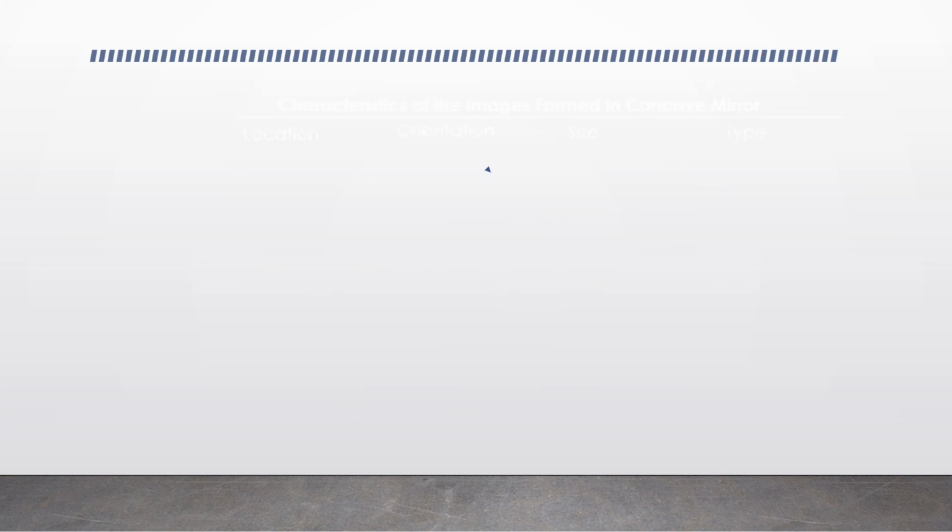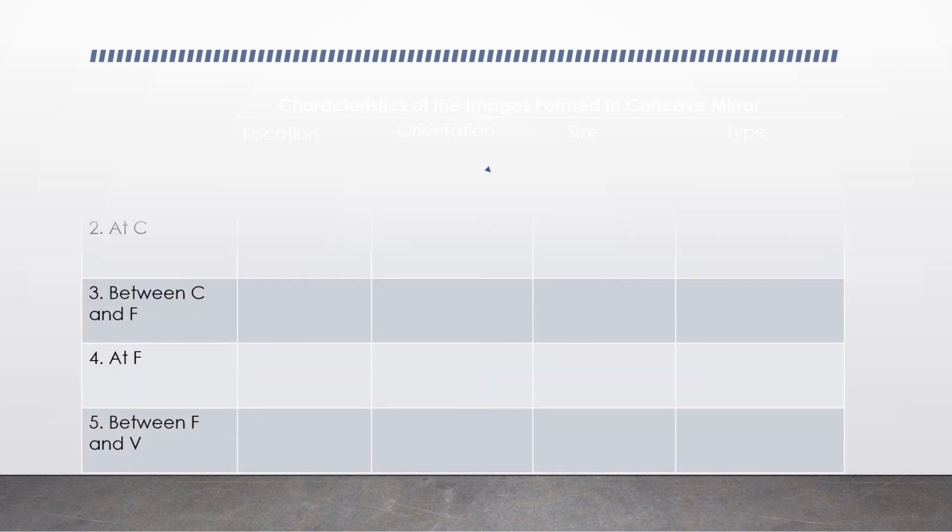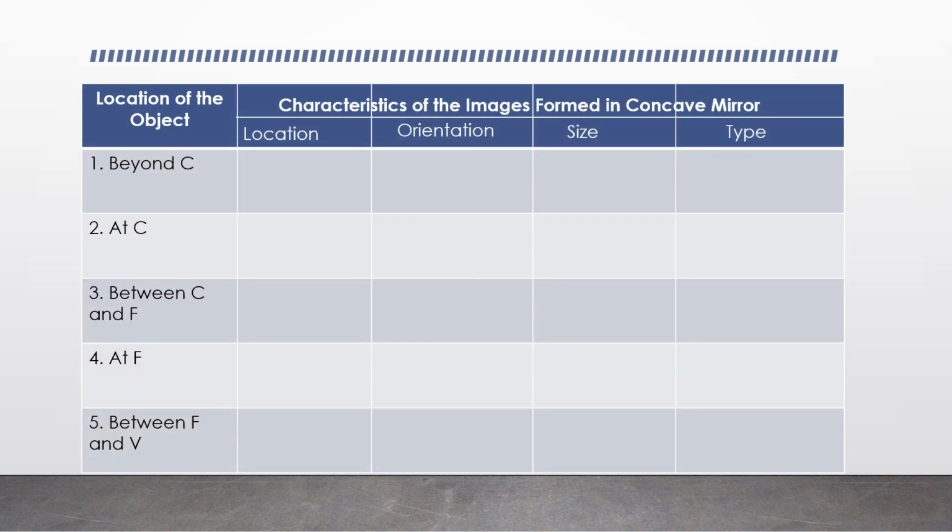All right, do you have any clarifications, questions? So ray diagramming is very easy and useful in locating and describing the image formed in a concave mirror. At this time, I would like you to fill in the characteristics of the image formed in a concave mirror. Okay?